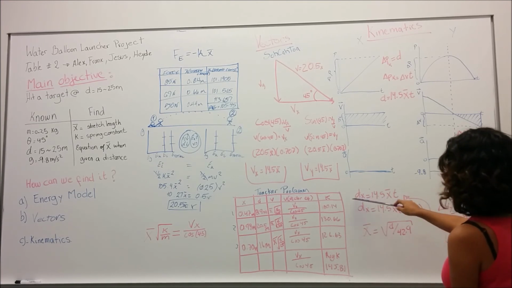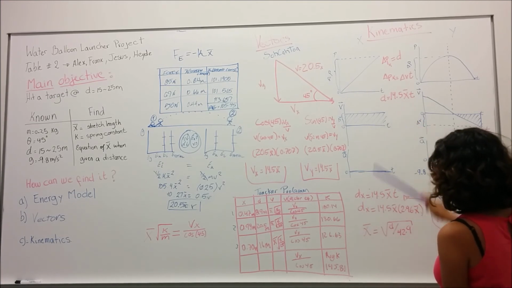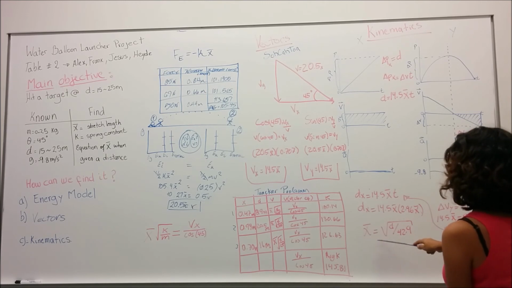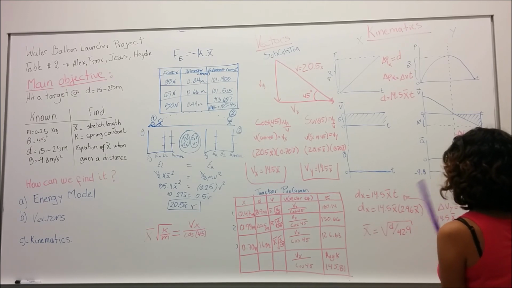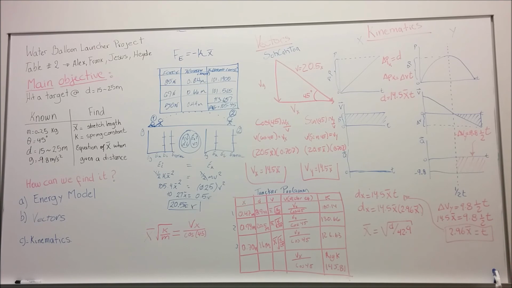We plug this into our original equation here, and we get that the stretch length equals the square root of distance divided by 42.9. By inputting that target distance as d into this equation, we should be able to mathematically define a stretch length and successfully hit the target.